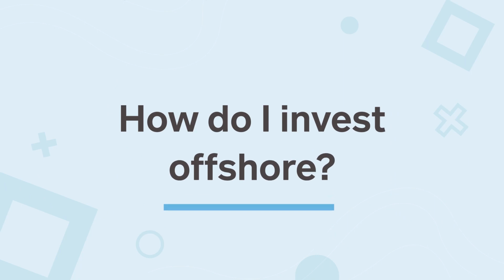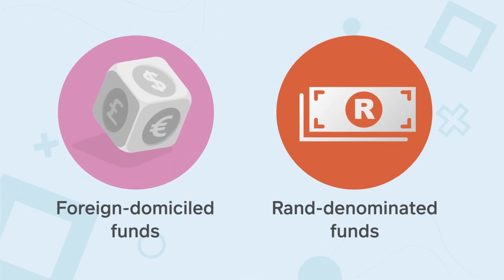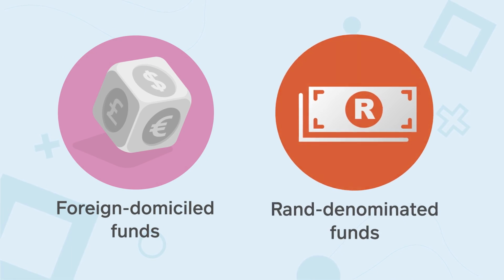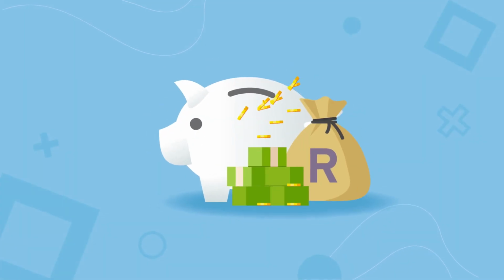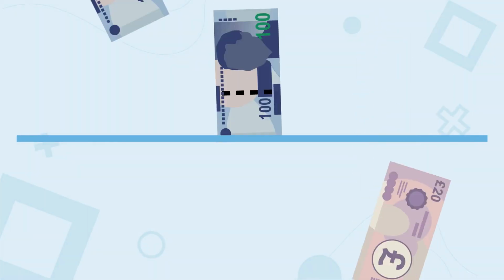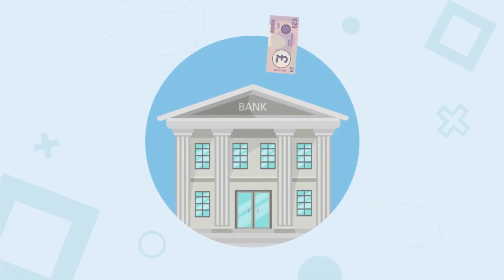How do I invest offshore? There are essentially two ways to invest offshore: foreign domiciled funds and rand-denominated funds. The first option is to invest directly offshore into foreign domiciled funds. This will require you to convert your rands into the currency of the chosen fund and make a deposit into a designated offshore bank account.